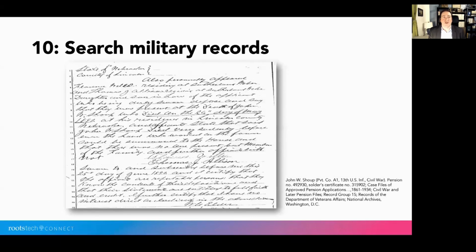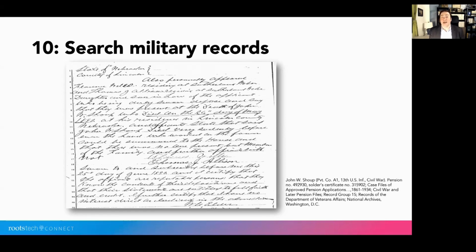Other record substitutes brings us to strategy number 10, and that is to search military records. For those relatives that are on your family tree that served in various conflicts and various branches of the military for whatever country they're from or state or region, military records can be incredibly helpful to use as vital record substitutes. Everything from a service record that might list a more precise birth location to a pension record where someone is applying for support and having to provide details about their life. In the example you see here on the screen, this is from the pension file from the US Civil War of John W. Shoup.